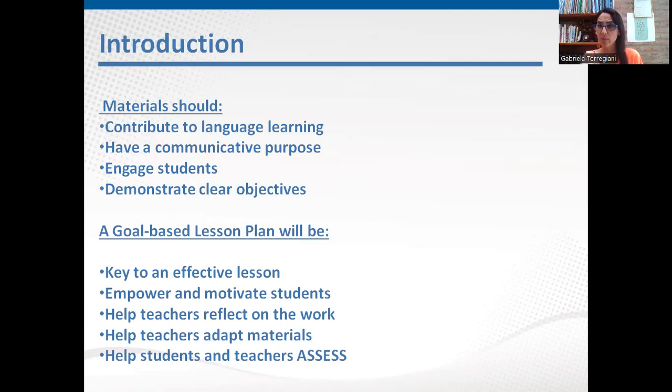So materials, as I said before, I'm going to be talking about materials design and redesign. I think that materials should contribute to language learning, as we all know, have a communicative purpose, engage students, demonstrate clear objectives. To serve this purpose, I think a goal-based lesson plan will be key to an effective lesson, empower and motivate students, help teachers reflect on their work, help teachers adapt materials and change, and help students and teachers assess everything.